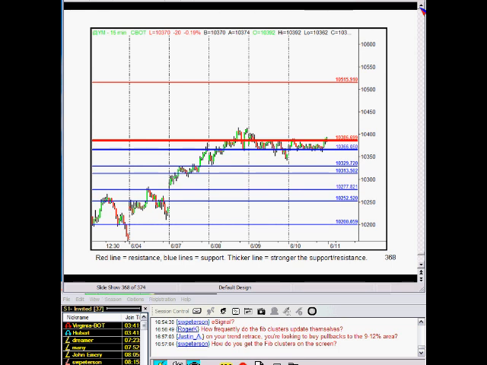How do you get the fib clusters on your screen? I physically draw them on my screen. I take the 3 programs that I use that calculate them, and then I manually draw them on my screen. On Sunday, it takes anywhere from 15 to 30 minutes. And I'm usually done for the week unless something wild develops and you get another retracement or something.